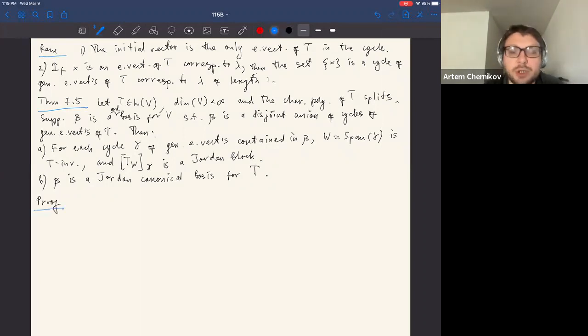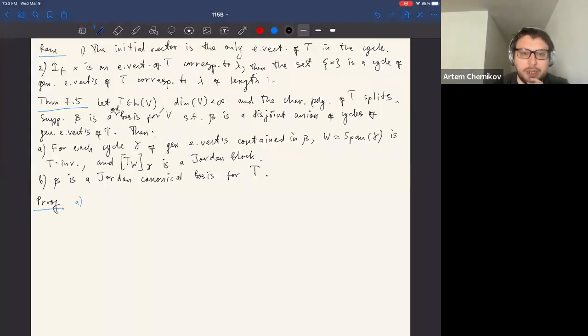Okay, does the statement of the theorem make sense? First of all, let me pause for a second. So the theorem gives us a recipe how to find the Jordan canonical basis. Namely, we need to find all the generalized eigenspaces. Then inside each of them, we want to find a cycle which gives a basis for the corresponding subspace W, the span of gamma, and then the union is going to be a Jordan canonical basis for V. Okay, so let's prove this.